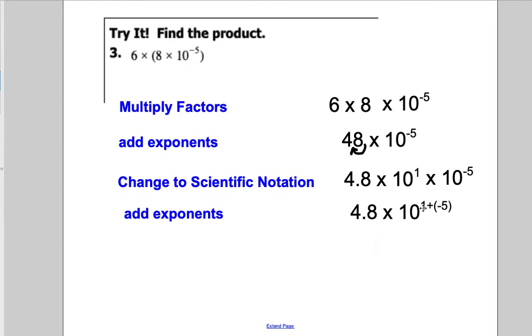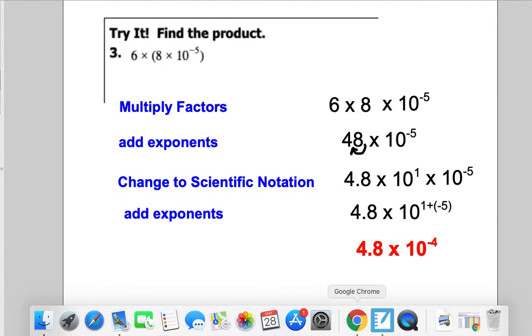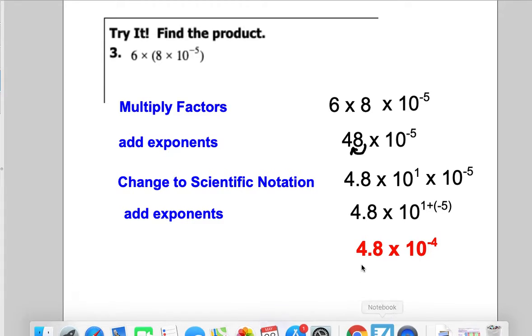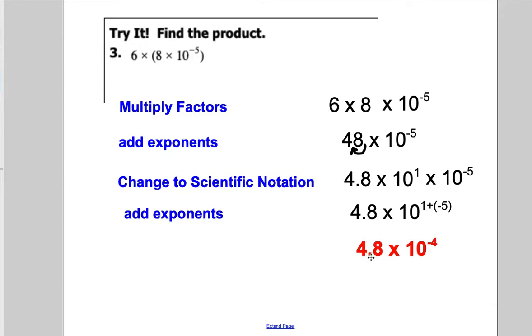4.8 times 10 to the 1 plus -5 gives me 4.8 times 10 to the -4, and I am now done with that problem. It is in scientific notation because 4.8 is a number greater than 1 but less than 10, and I have a power of 10 times an exponent.